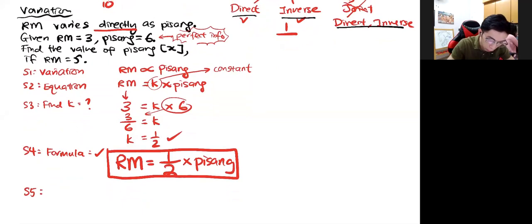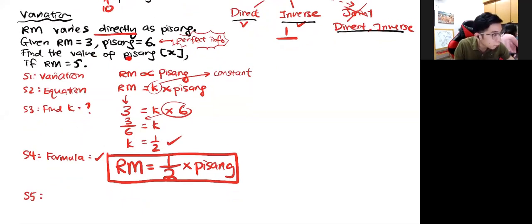Look at the pointer. Okay, find the value of x. Can you see this one? You want to find the x, right? If Rm equals 5, so now I just fit into the given formula. I believe most of you already get the answer.